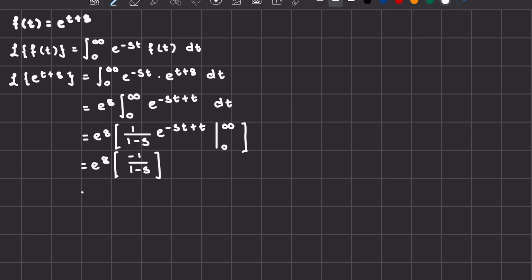And so we just need to multiply our e to the 8 inside. We will get here negative e to the 8 over 1 minus s. And for the sake of it, let's multiply the numerator and the denominator by negative 1. So we will get here e to the 8 over s minus 1 with s greater than 1. And so this is our final answer.